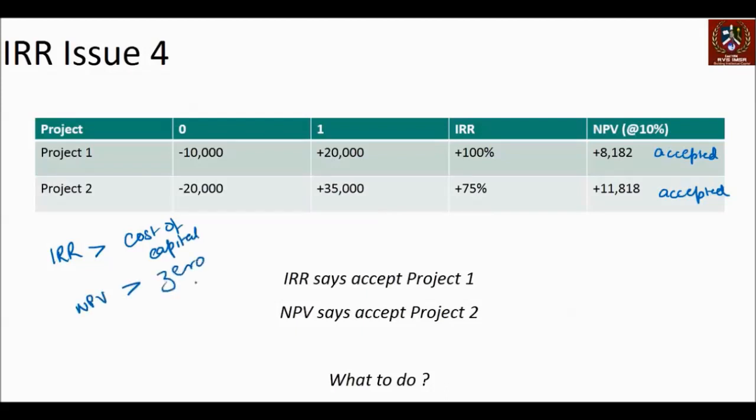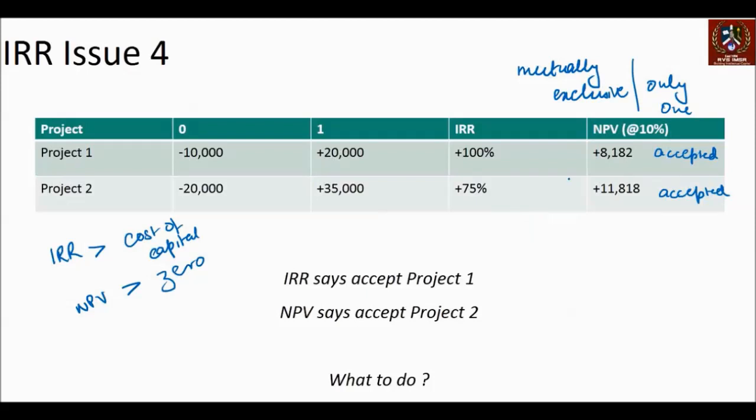What happens if you have to choose only one project, which is essentially saying that you want to look at mutually exclusive projects? You choose only one. Now what do you choose? IRR says project 1 should be chosen. NPV says project 2 should be chosen.